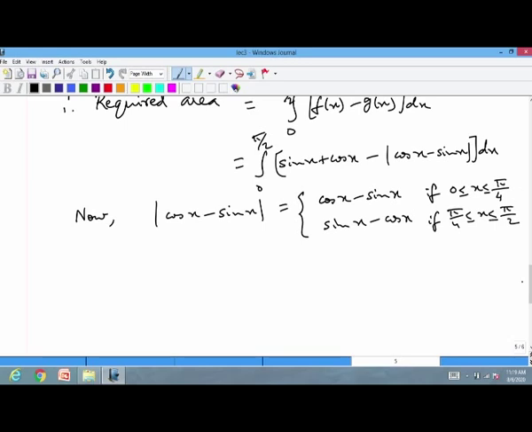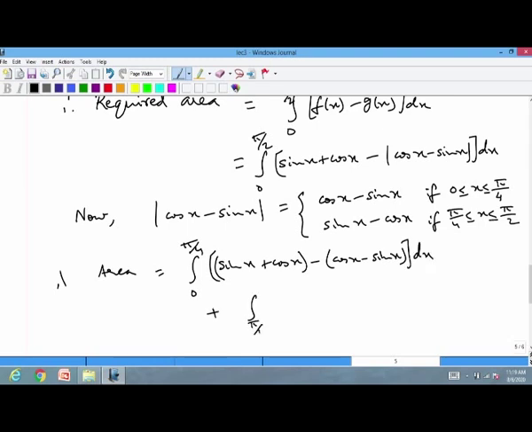Therefore, we can write this integral as the integral from 0 to pi by 4 of sin x plus cos x minus cos x minus sin x dx, plus the integral from pi by 4 to pi by 2 of sin x plus cos x minus sin x minus cos x dx.